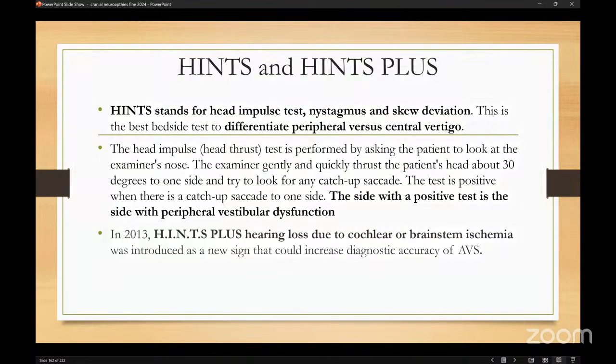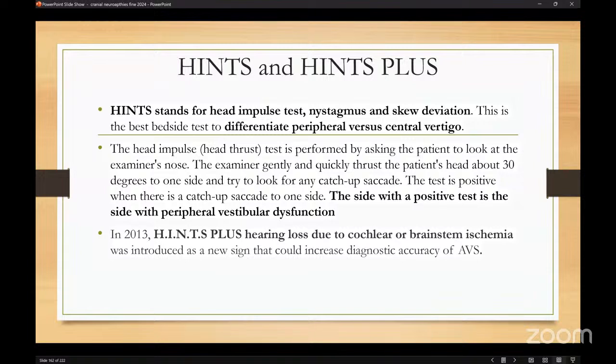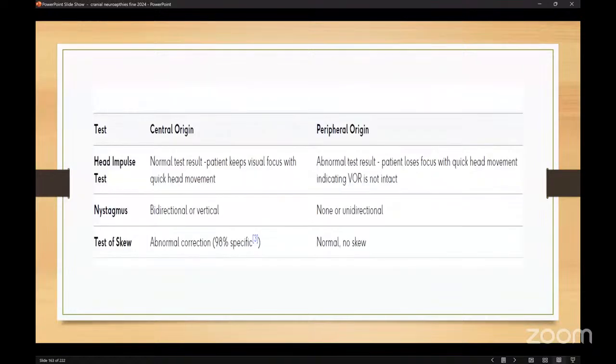So what is HINTS and what is HINTS plus that you should remember? HINTS is head impulse test, nystagmus, test of skew, and HINTS plus will have additional hearing loss. This was a good test to differentiate peripheral versus central vertigo. But only in one central condition can the HINTS be positive, which is ICA infarct. Head impulse can be positive in the ICA infarct, even though it is a central vertigo.